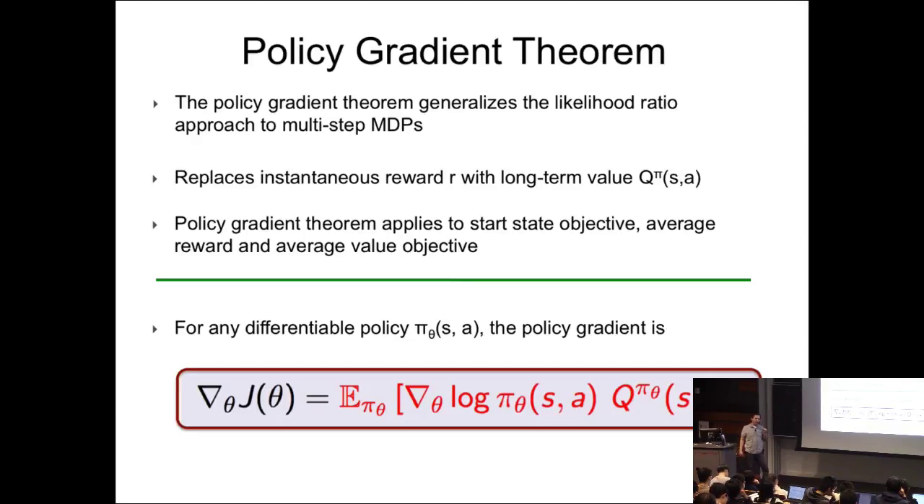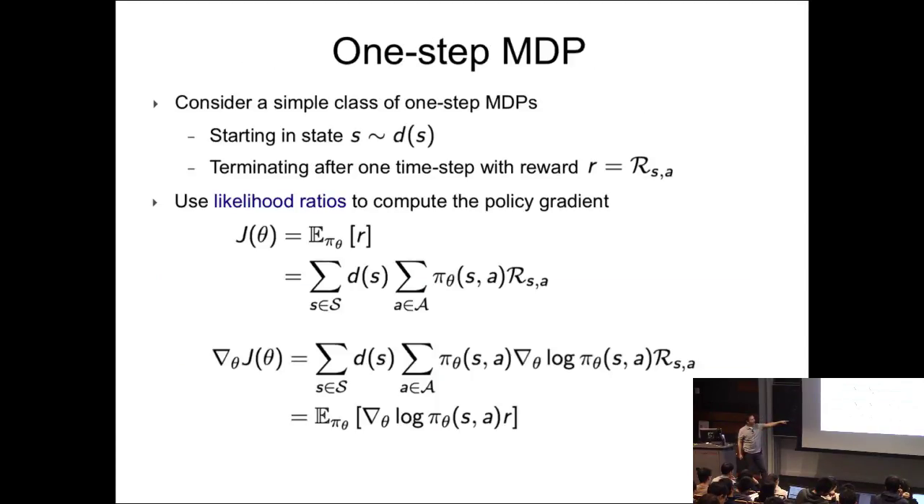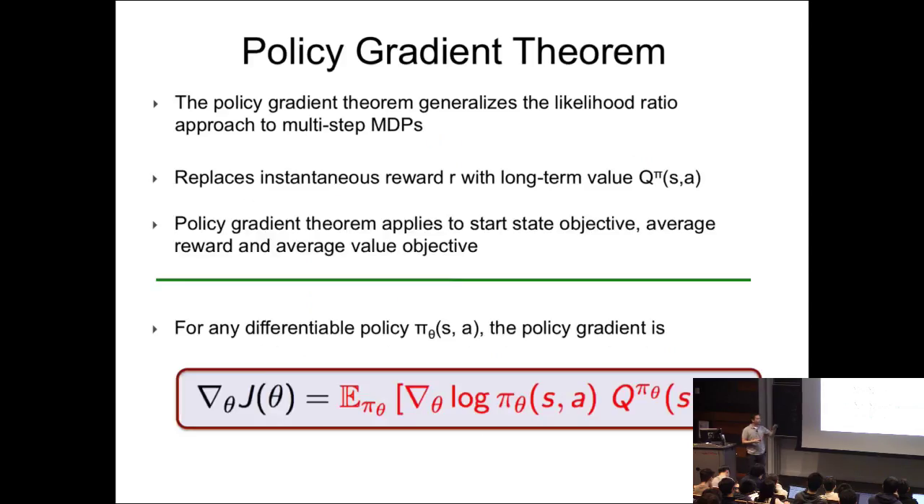So the gradient of your objective here is the expectation under your policy. Take the gradient of the log of the policy weighted by the Q function. Okay? If I look at this expression, and just go back here, it's exactly the same as what I'm seeing here, except the immediate reward is replaced by the Q function. And remember what the Q function is. The Q function is the expected discounted future rewards, right? So going from one step to multi-step, you're just basically replacing immediate reward with this Q function.